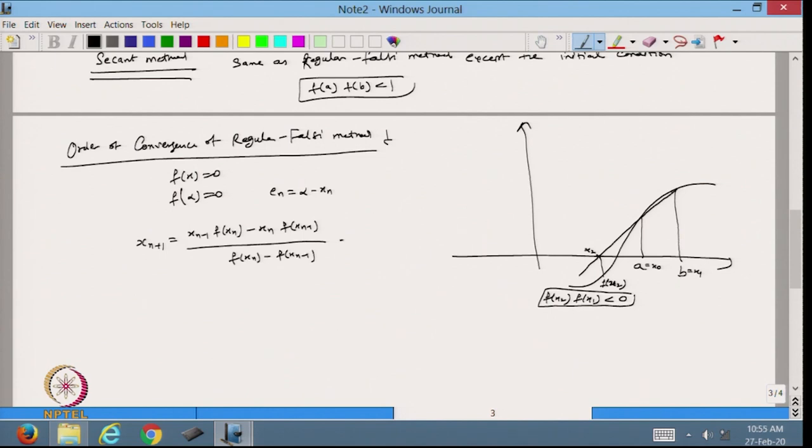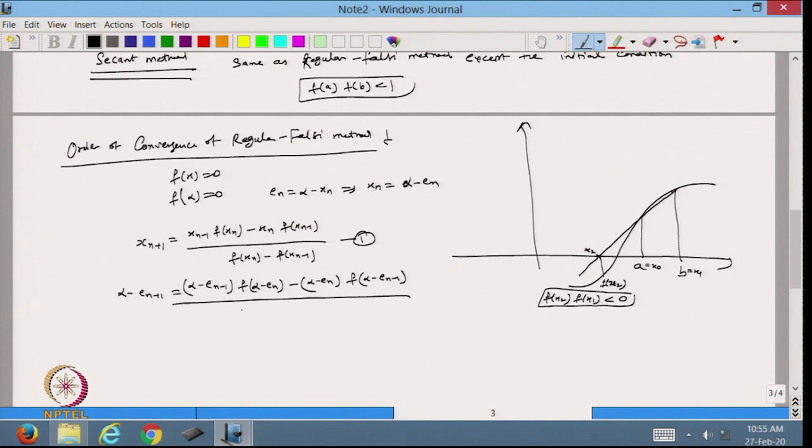Now, I can write this equation number 1 in terms of the errors. From here I can write x_n = alpha - E_n, and this equation becomes alpha - E_{n+1} = ((alpha - E_{n-1}) f(alpha - E_n) - (alpha - E_n) f(alpha - E_{n-1})) / (f(alpha - E_n) - f(alpha - E_{n-1})). So, we have written every term in terms of the error.